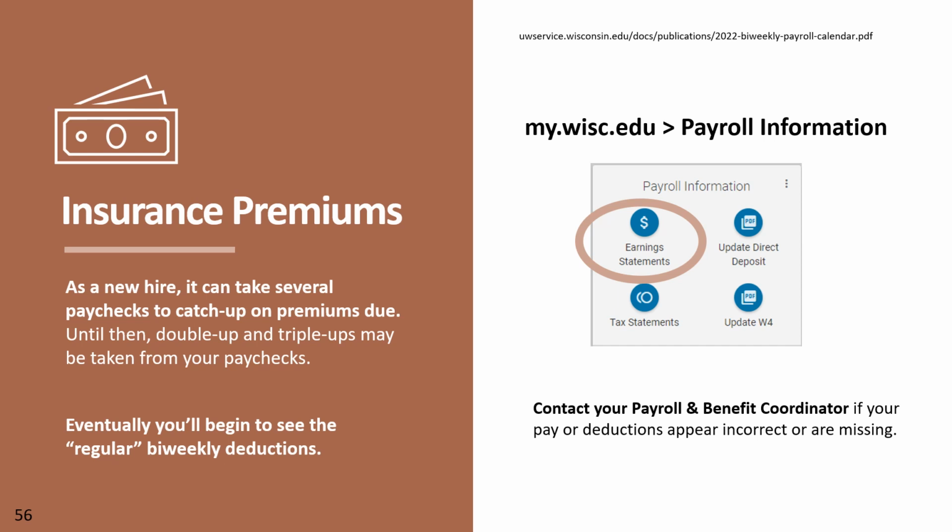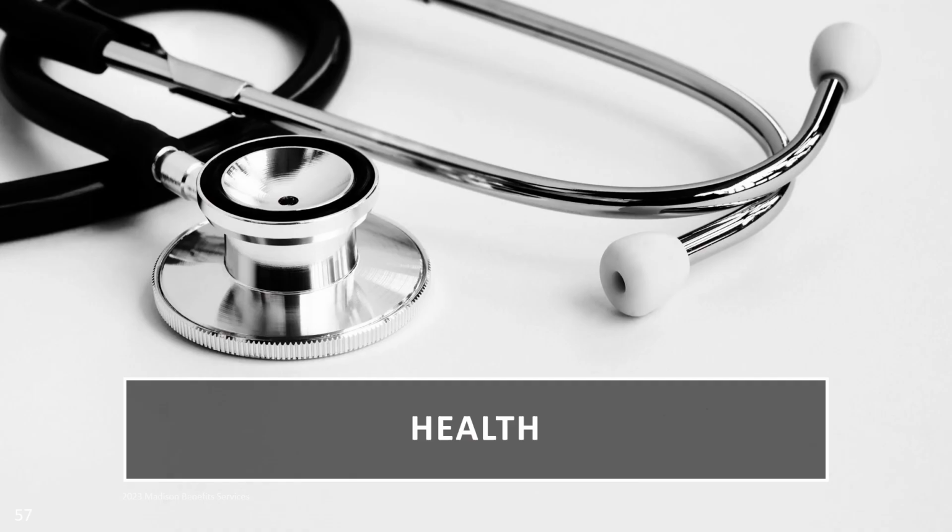And you're new here, you didn't have an earlier check, so you may have double ups, even triple ups on your initial paychecks received once we have your insurance set up in our system. But eventually, everything will smooth out and you'll begin to see the regular biweekly deductions withheld from your checks. Talk to your department payroll and benefit coordinator if you ever have any questions about your paychecks. And now we can talk about the health insurance.